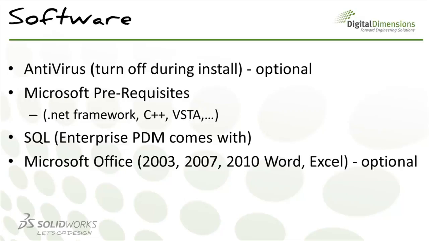Some of the other items that we do need on the machine are Microsoft prerequisites. Things like .NET Framework, Visual C++, VSTA, which is Visual Studio. Those actually get loaded during the install, but occasionally you need to load them manually, or maybe one's acting up on you and you have to uninstall it and reinstall it. More and more, those are starting to get built into the operating system. For example, .NET Framework, if you're running Windows 7, it'll actually be part of the operating system.